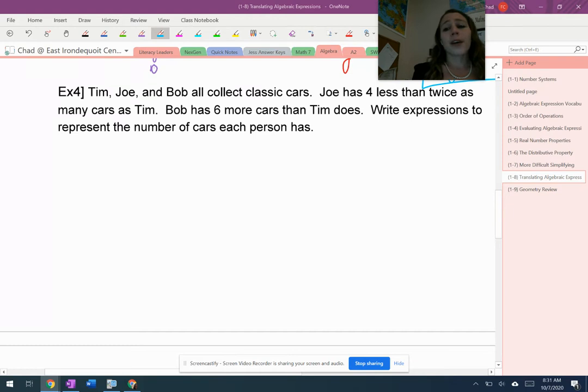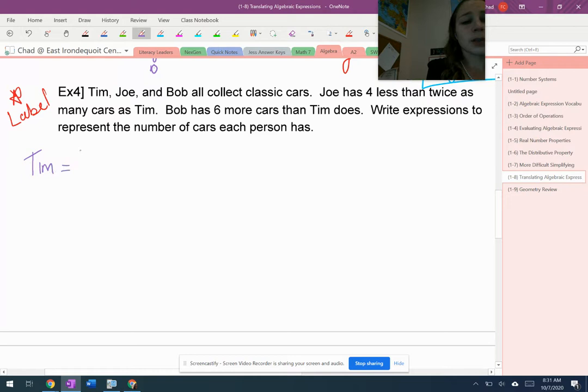So right away, I read that problem. I don't know about you, but I did not process a single piece of that. I read it fast. I wasn't really focused. I can tell from this problem, though, that all these names tell me this is going to be one of those problems where I want to have my expressions labeled. So I'm going to make a little note of that. Label. So I'm going to start off first with Tim equals, Joe equals, and Bob equals.